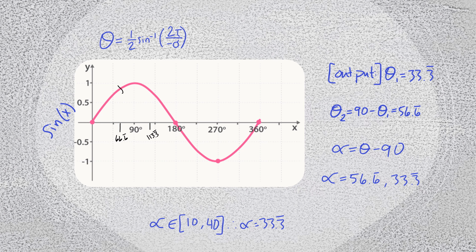We can't use the 56.61, which is what you would have used if you had just gone with where your calculator spat out, because it would have said 33.3 degrees, and then you would have subtracted that from 90. So it looks like I have my equation backwards. And then you would have gotten 56 degrees, and that's not within 10 to 40. And so this is why this is important to recognize.